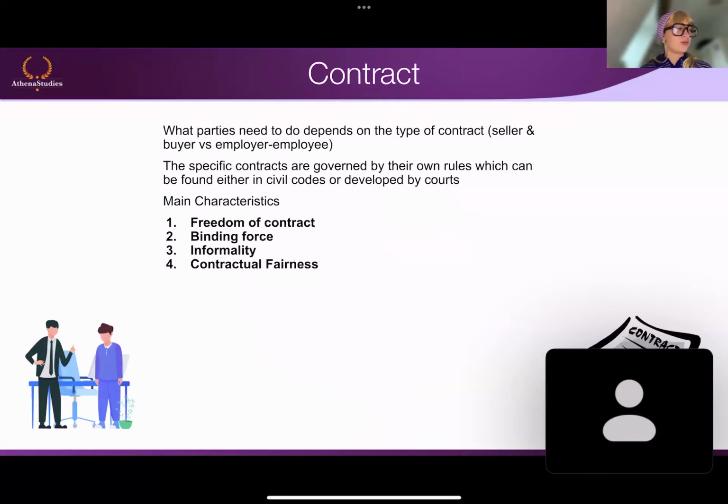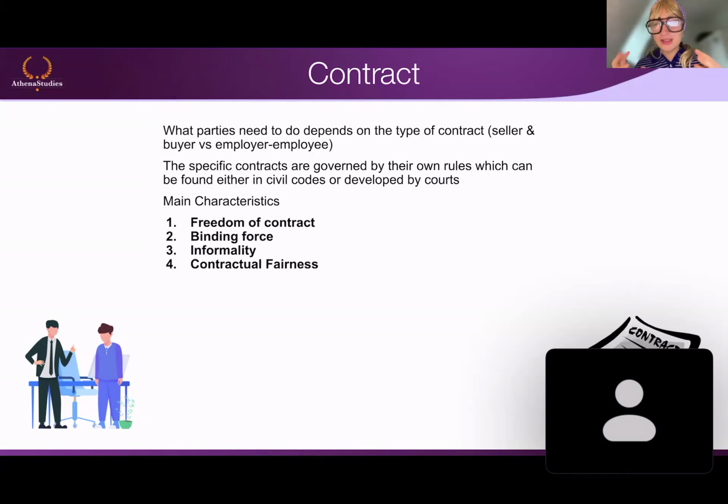So yes, moving on. We have a contract. We already know the definition. We talked about it. But now we can distinguish between different types of contracts, and I'm sure you also know that. For example, I am employed by Athena, and thus we have an employer-employee contract. However, you and Athena have a seller and buyer contract because you buy their summaries or trainings etc. So these are the differences.